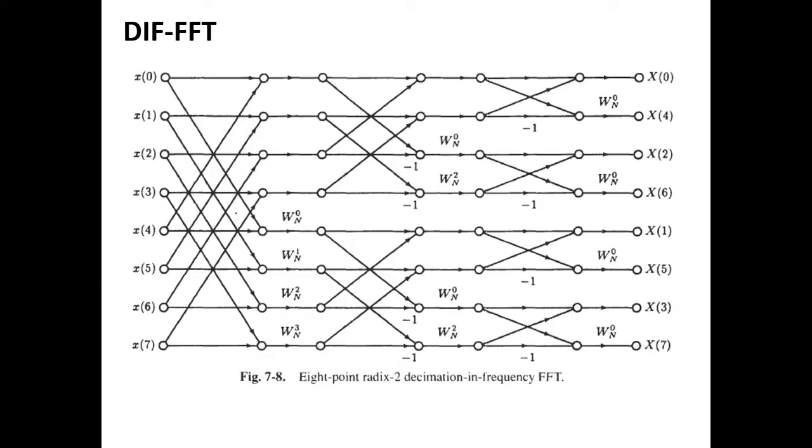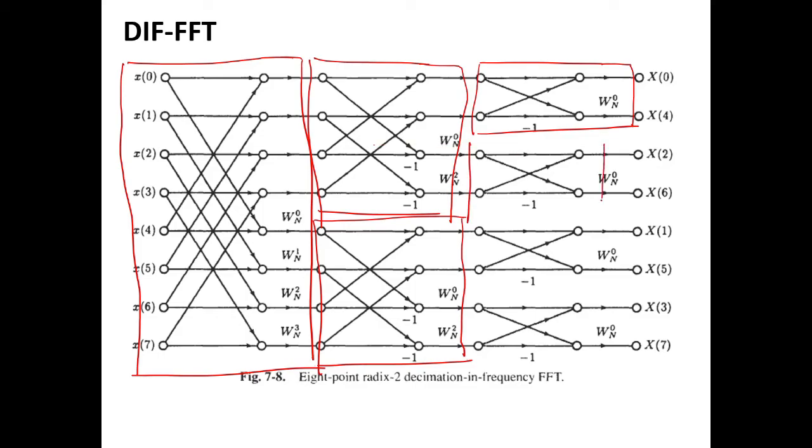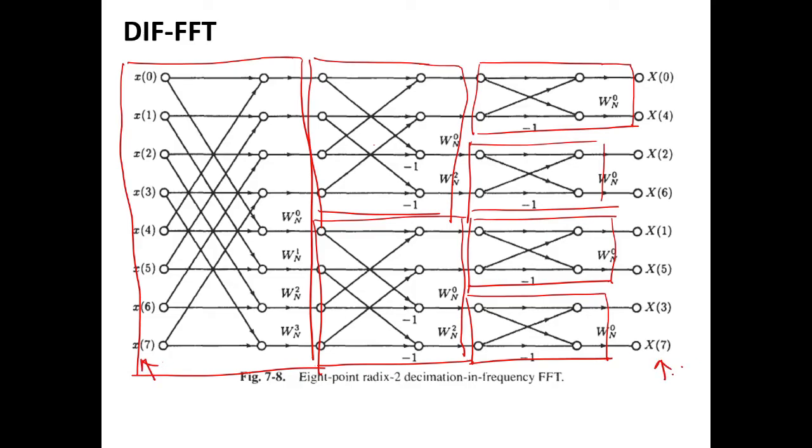Similarly, in the 8-point DFT, the first stage would be the 8-point DFT using the FFT method, then 4-point, then 2-point DFTs, four 2-point DFTs. So in the DIT FFT, it was first 2-point DFT, then 4-point DFT, then 8-point DFT. Here it would be 8-point DFT, 4-point DFT, 2-point DFT. And your input order would be in the normal order, and the output would be in the reverse order.